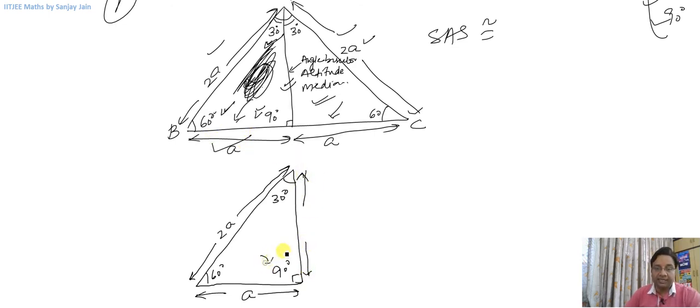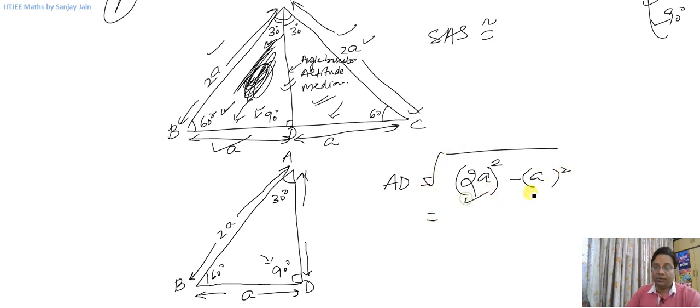Now this is a right angle triangle. We can apply the Pythagoras theorem to find this length. Let me name the vertices also: A, B, and let us say this is vertex D. So if I need to find the length AD, I'll apply the Pythagoras theorem. So 2a squared minus a squared and then square root. So this is 4a squared minus a squared, that is 3a squared, and then square root, so root 3 a. So this side length is square root 3 into a.